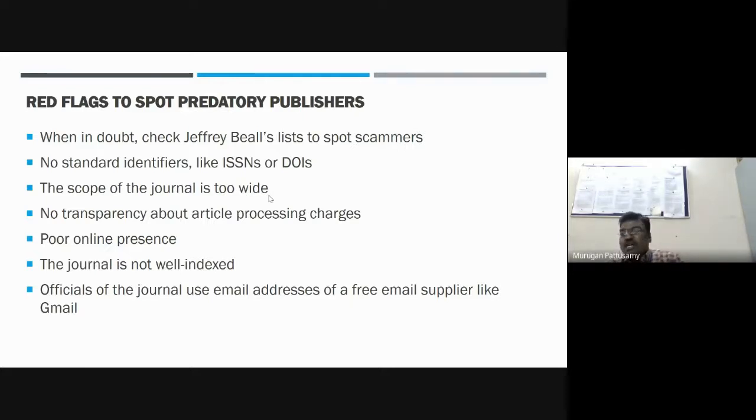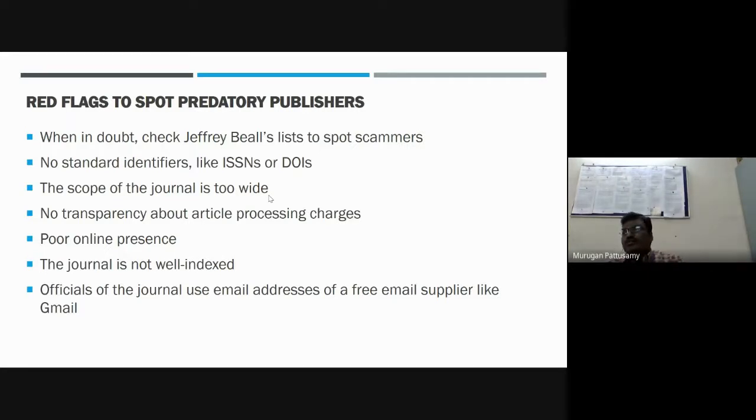Then the journal is not well indexed. The journal has not been indexed, not even in Scopus. If that is the case, definitely you have to doubt that journal's credibility. Then the officials of the journal use email addresses of a free email supplier like Gmail and so on. If that is the case, definitely you have to doubt the credibility of the journal.